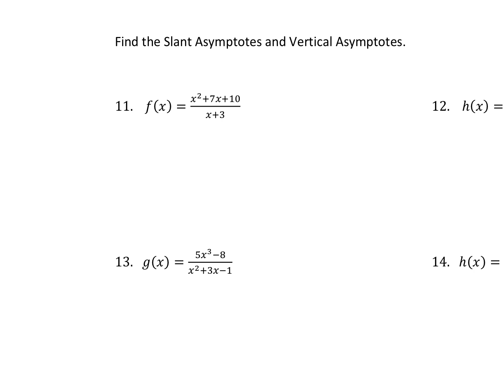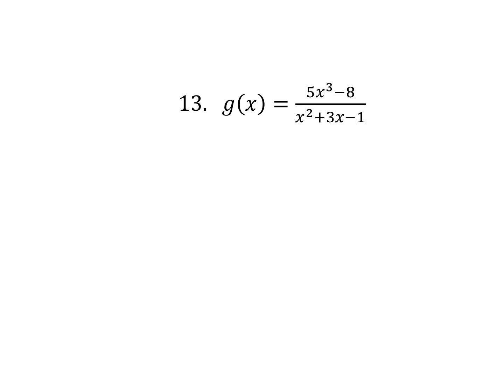Let's look at 13. So 13, we want to find the slant asymptote and vertical asymptotes. How do we find the slant asymptote? We use long division. You will only have a slant asymptote if your numerator is 1 degree higher than your denominator. So here we've got x to the 3rd power on the top, x squared on the bottom, so we have a slant asymptote. What would our horizontal asymptote be here?